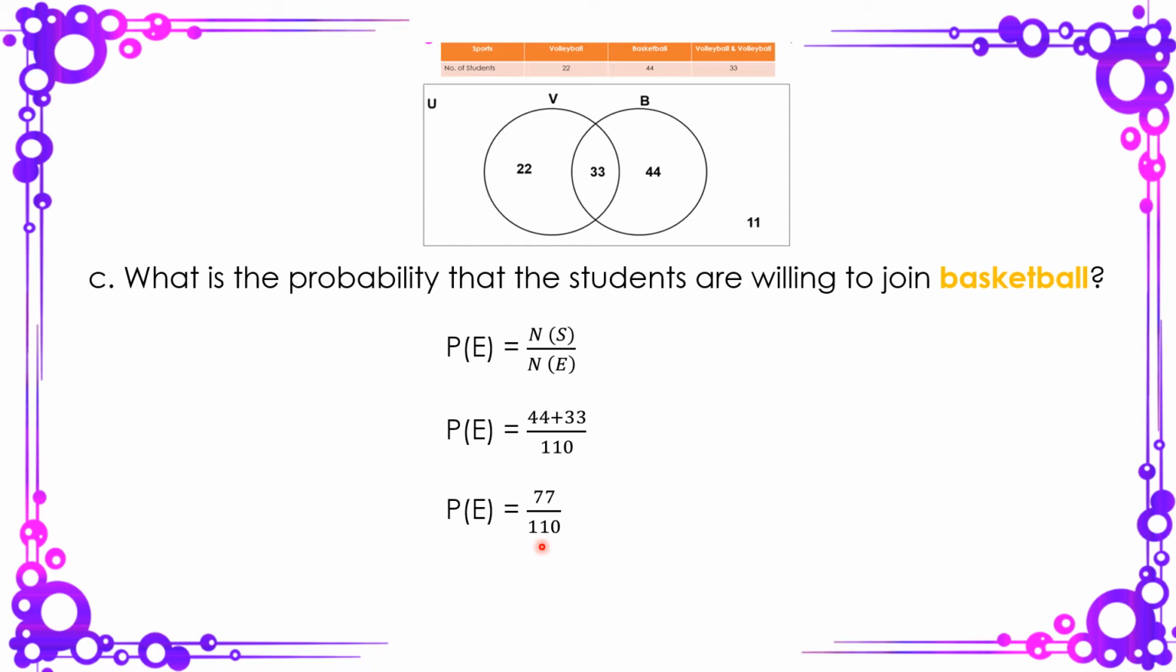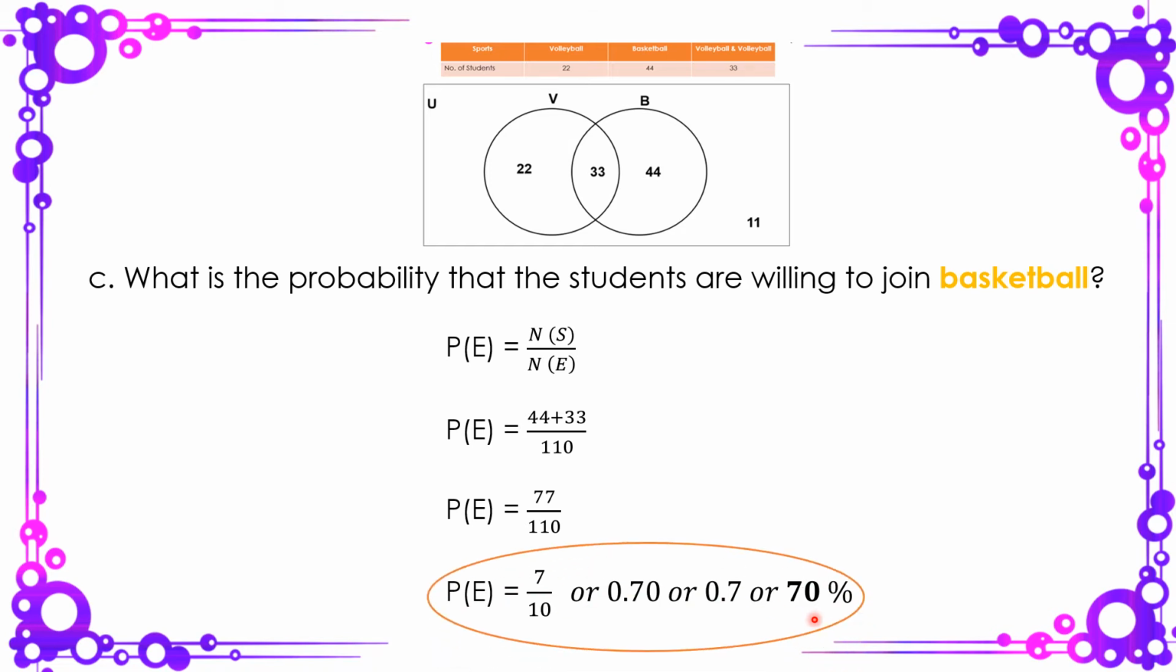This is a fraction. Do not forget to get its lowest term or simplify. So divide it by 11. So the answer is 7 over 10, or in decimal form, it is 0.70 or 0.7, or in percent form, it is 70%. So the answer is 70% is the probability that the students are willing to join basketball.